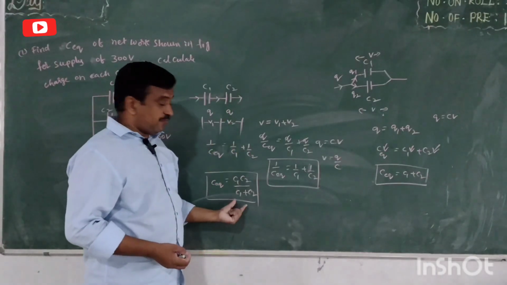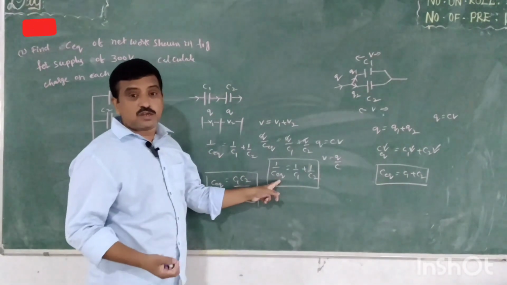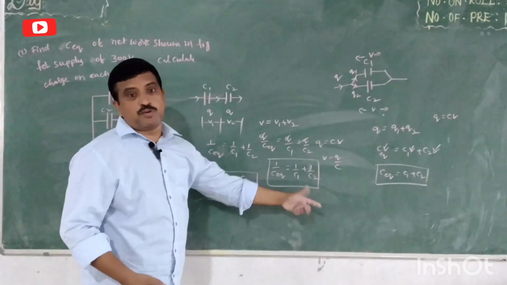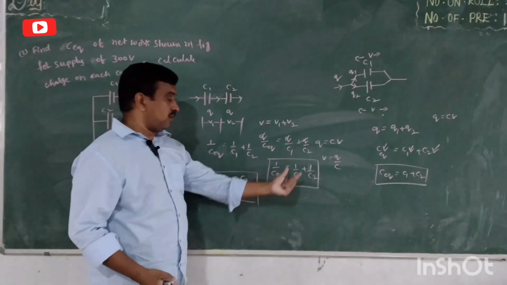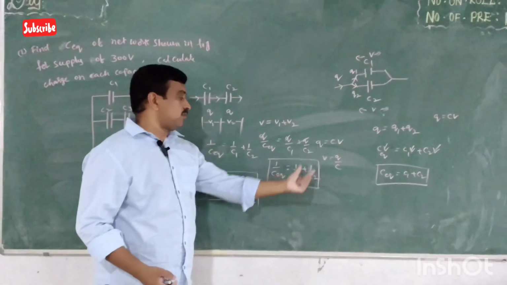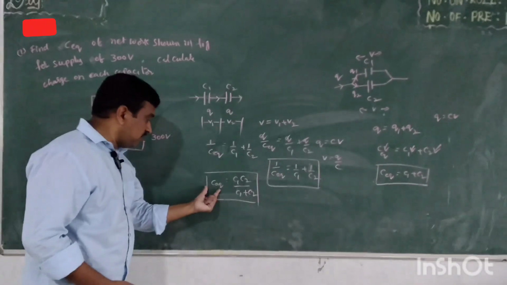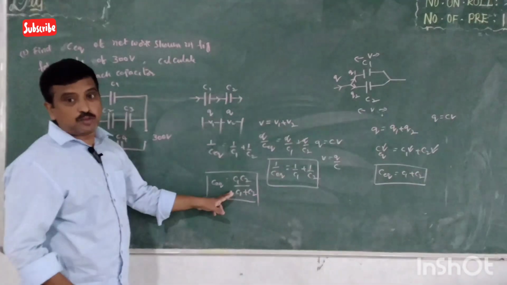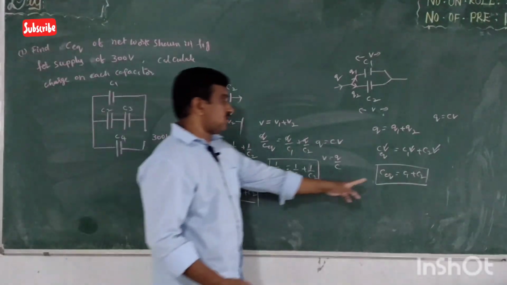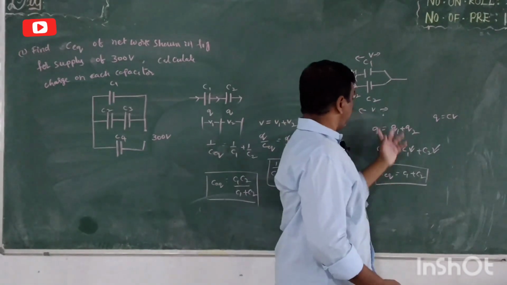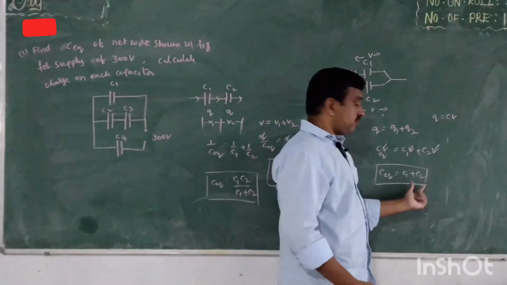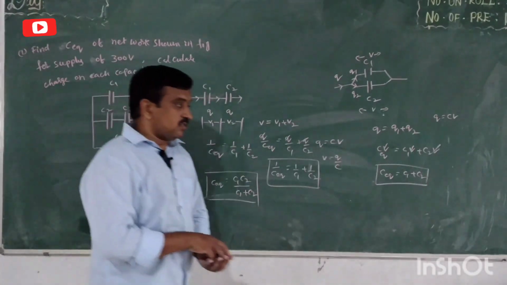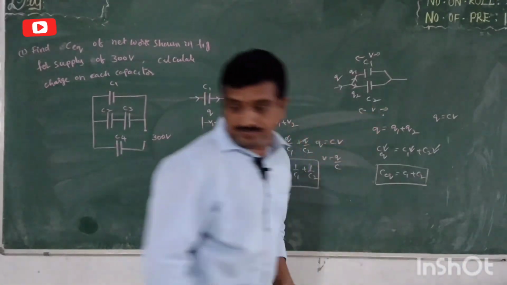For series connection, the reciprocal of the equivalent capacitance equals the sum of the reciprocals of the individual capacitances. So we can write 1 by C equivalent equals 1 by C1 plus 1 by C2. From that, C equivalent equals C1 C2 by C1 plus C2. This is the shortcut for two capacitors in series. For parallel, C equivalent equals C1 plus C2. For series, C equivalent equals C1 C2 by C1 plus C2. Now we can go to the problem.